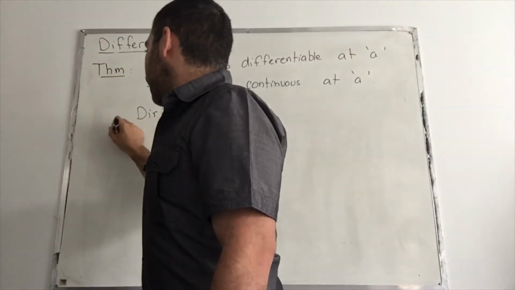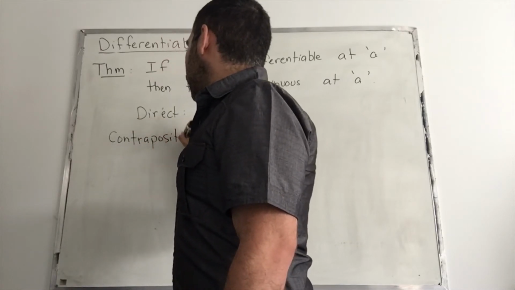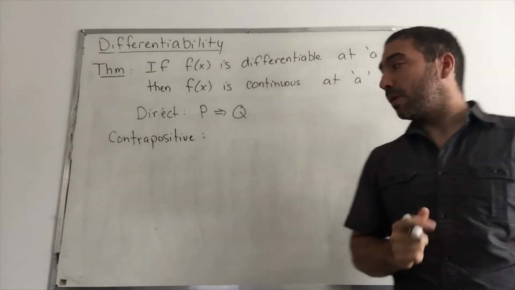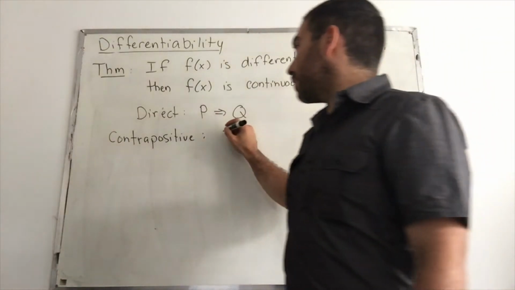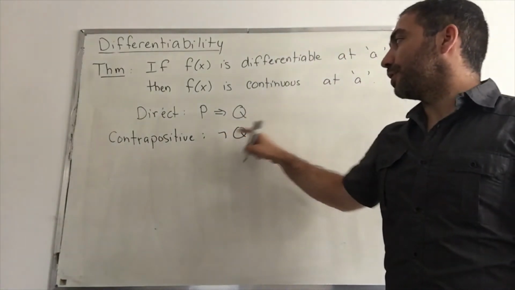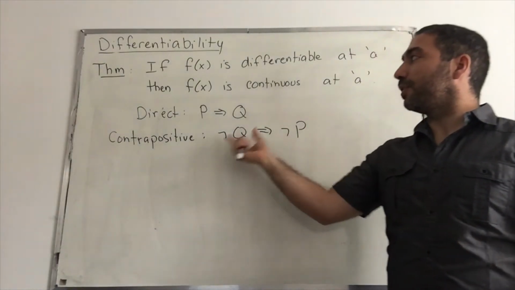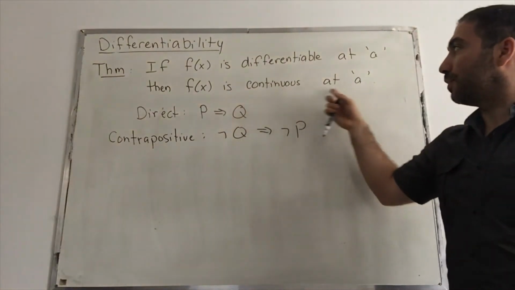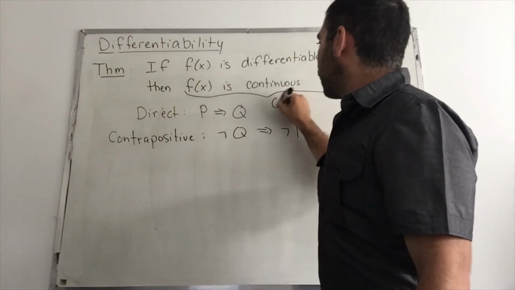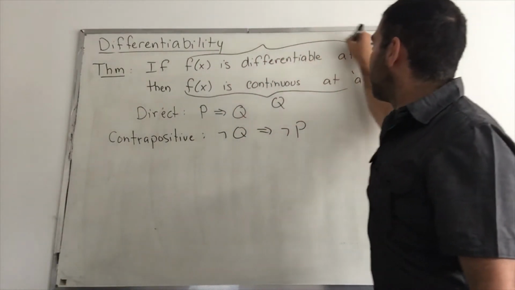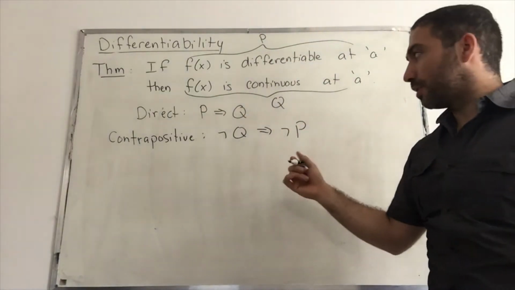A very good strategy, especially when you're doing proofs, is to look at what's called the contrapositive of the statement. If the original statement is P implies Q, the contrapositive is not Q, so that's a negation symbol, implies not P. So the negation of Q. If f of x is continuous at a, that's your Q statement. Let's put a Q over here. And f of x is differentiable, so differentiability at a point, this is P. Not Q would be f of x is not continuous.